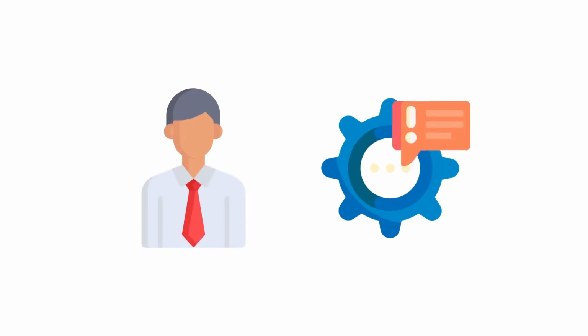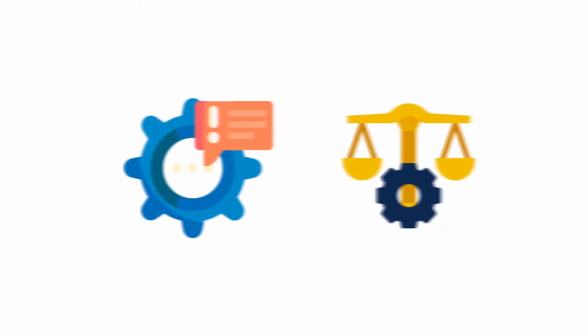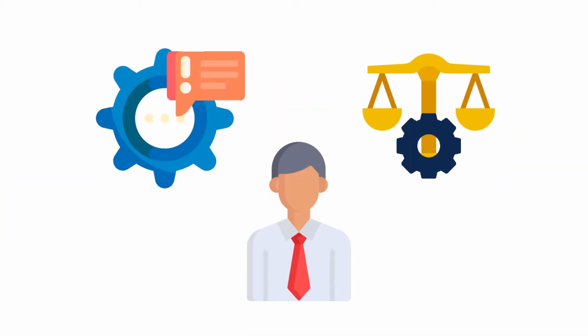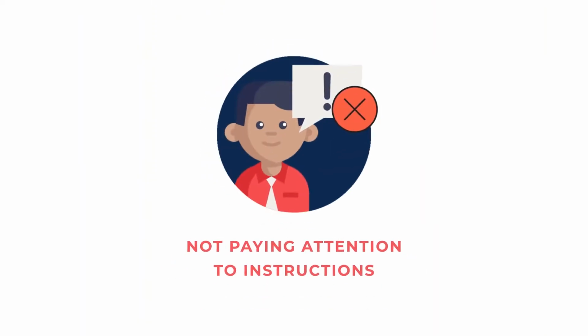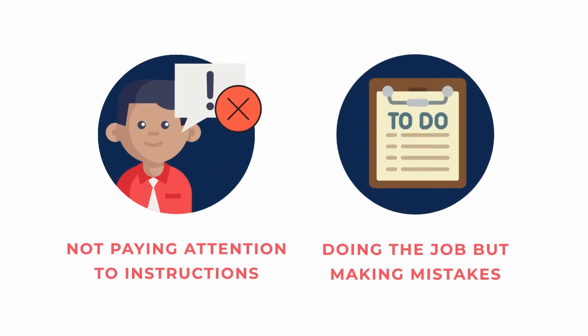So I really want to stress the importance of getting a person who will pay attention to detail. It's probably one of the most important skills. I would say paying attention to detail and work ethic are the two primary skills any VA should have. Because if you don't have somebody who pays attention to detail, it will cost you a lot of wasted time fixing their mistakes, right? And it can be as simple as not paying attention to instructions, or doing the job but making mistakes during the job. Either way, it costs you time, and you want to avoid as much of that as possible.